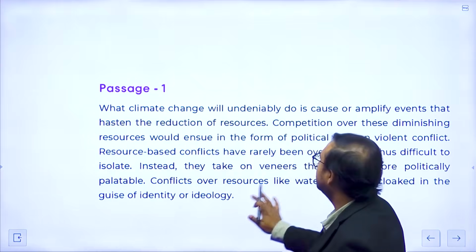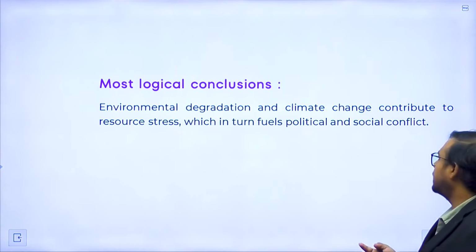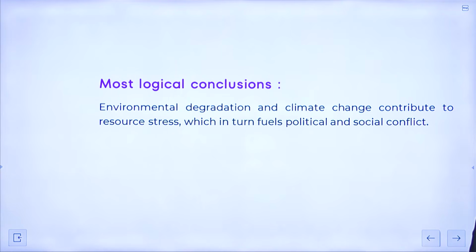So basically, the logical conclusion will be: environmental degradation and climate change contribute to resource stress, which fuels political and social conflict. This can be your logical conclusion. Okay.